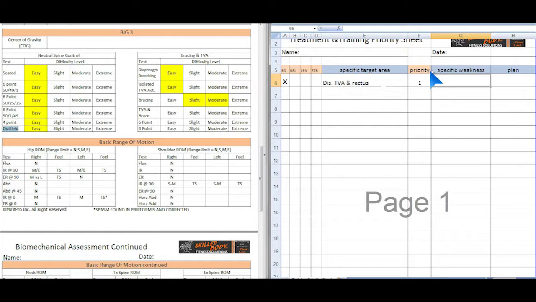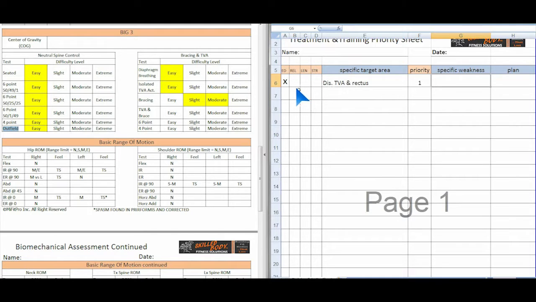I could have put just TVA here and then put dissociate TVA and rectus there, but either way is fine. Sometimes you'll find that you have to use both boxes, and sometimes you'll find that you don't, like in this case. The column for plan you write in after, once you look at your entire priority sheet. As I'm working with people over time, I just handwrite in the things that we did to address these issues. Okay, so moving on from there.